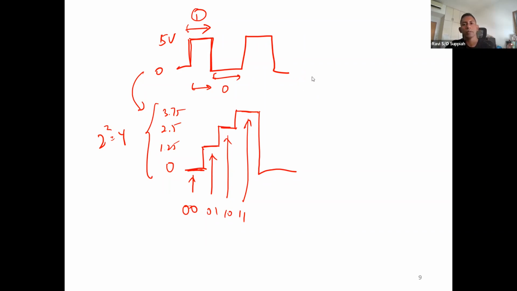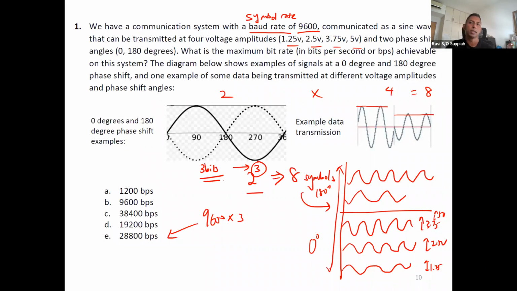So if you have a number of symbols that are not a power of 2, let's say you have a question here, you have 10 symbols. If you have 10 symbols, how do you calculate? You need a minimum of 4 bits. So you need 4 bits to represent 10 symbols. You need enough bits to represent all the symbols in your system.